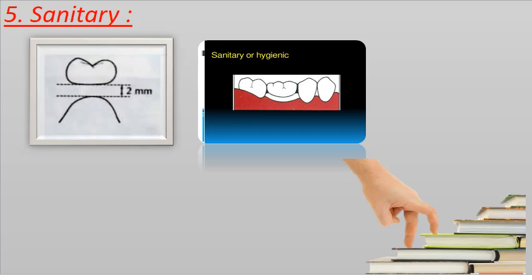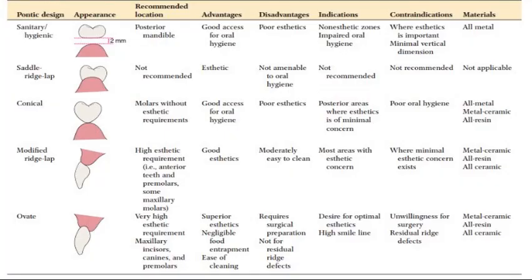But the space below the pontic is not aesthetically pleasing and may affect aesthetics. Thus, its use is dictated only in the non-aesthetic posterior aspect, because the space may lodge food, leading to tongue habit. So, here are the pontic design, appearance, recommended location, advantage, disadvantage, indication, contraindication, and the material that will be used.